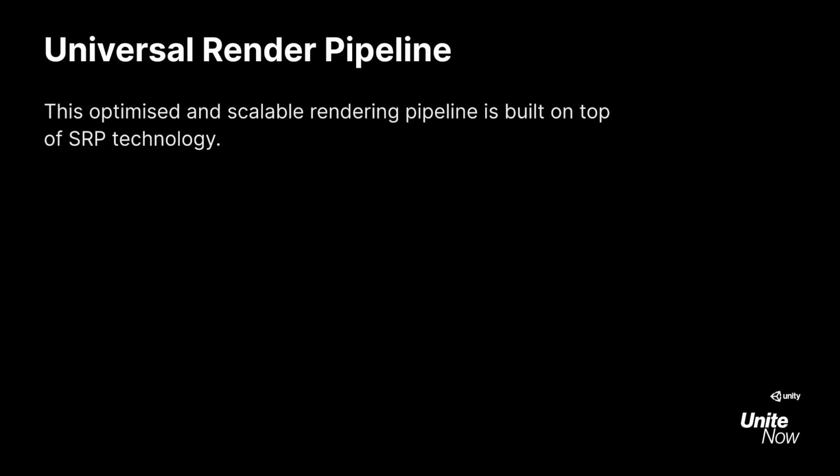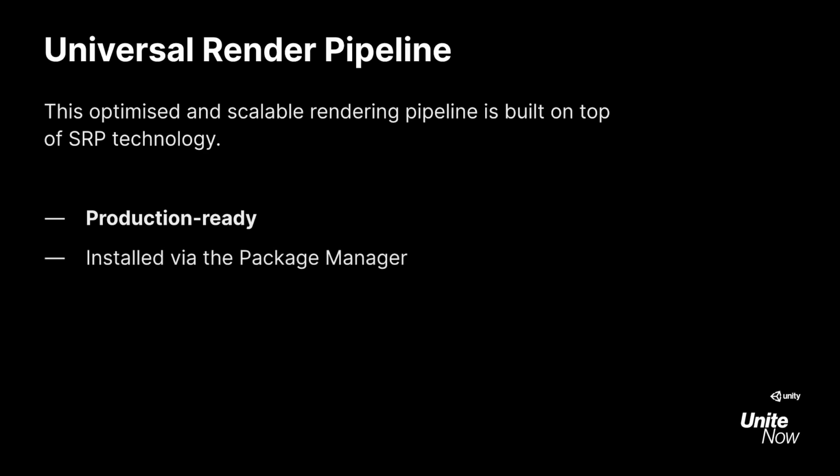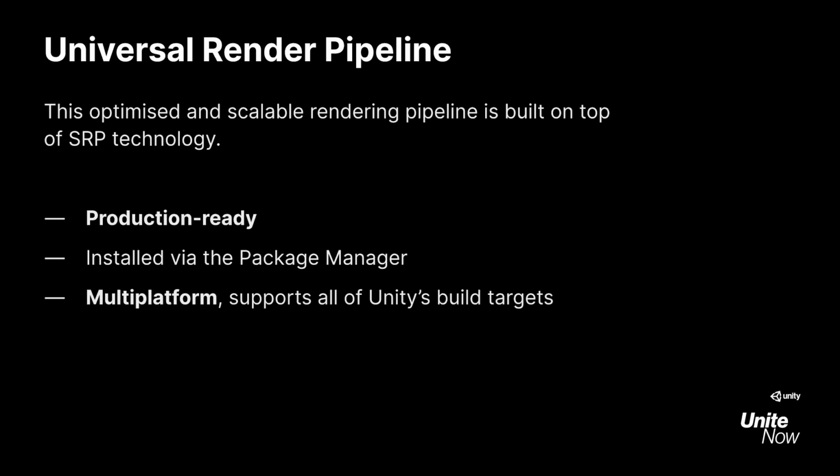Universal Render Pipeline is the optimized and scalable rendering pipeline that is built on top of SRP technology. It is a pipeline that is production ready right now. You install it via the package manager, like many Unity features lately, and it's multi-platform, so it supports all of Unity's build targets: VR, AR, obviously console, mobile, PC, desktop, Mac. And finally, it is scalable. This means that the pipeline is able to change its capabilities according to the device capabilities, and you can always get the best rendering possible on each device.